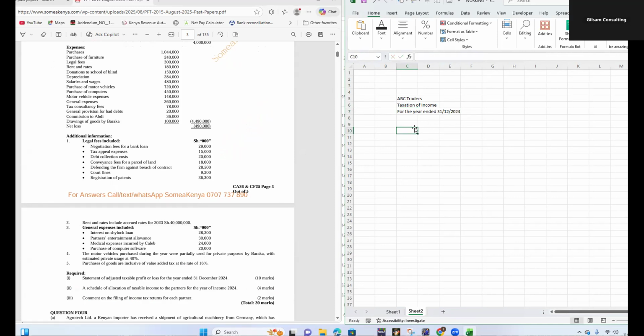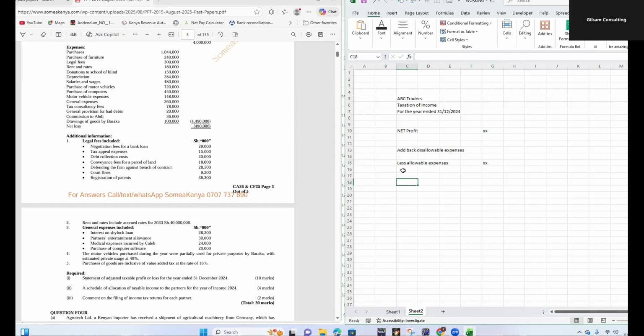So the best approach depends on the examiner. If the examiner gives you the net profit, you take that net profit, then you add back disallowable expenses, and then you less allowable expenses, and also part of the other specific income.